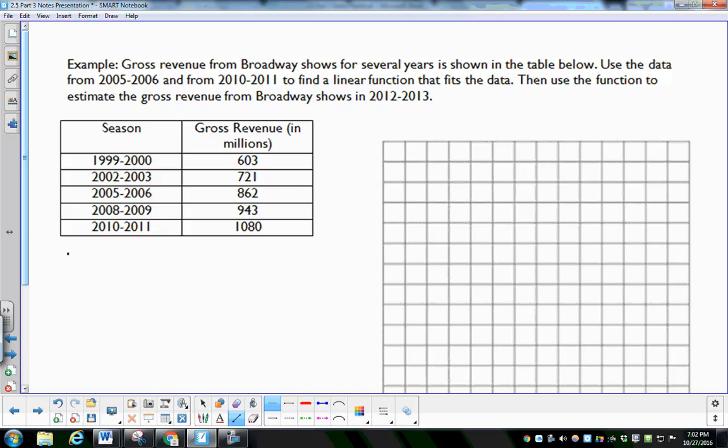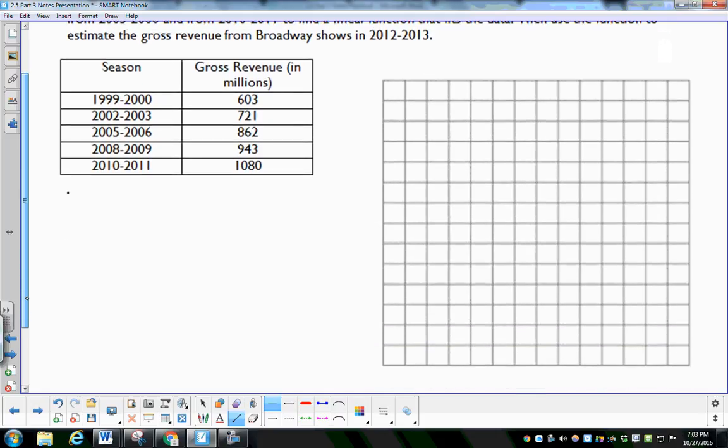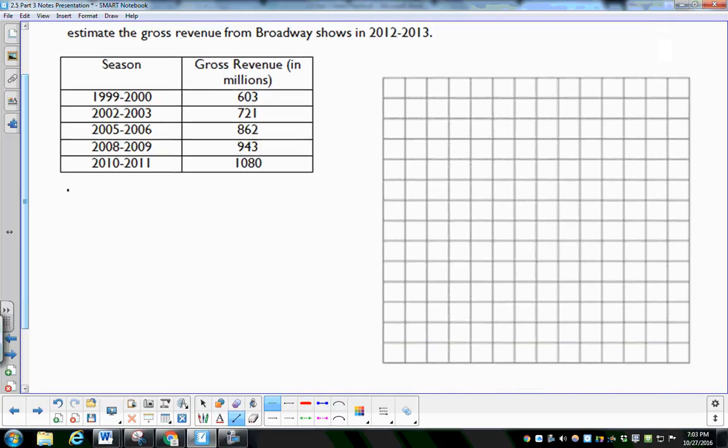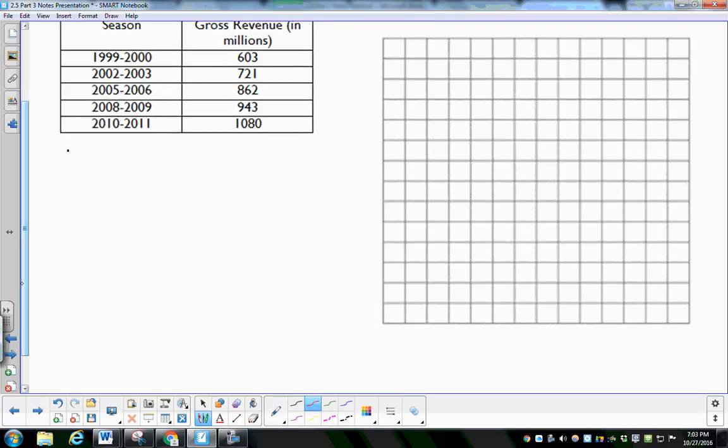So what we're going to do here first is I want to go ahead and graph this just so we can kind of see what's going on here. So let's see, our revenue, okay, our season is definitely going to be the independent variable because the revenue depends on the season. Remember, time is almost always going to be independent variable. So let's put our season down here. And I'm going to use the letter T to represent this because I don't like to use S. So I'm going to use T for time.